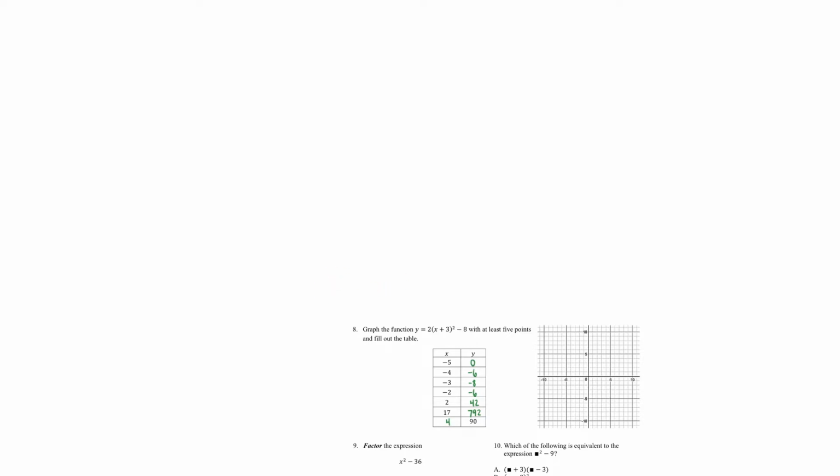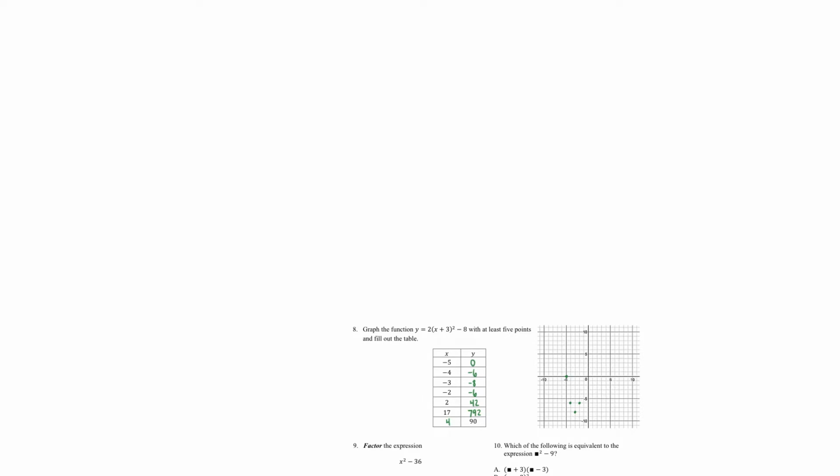Either one would work. And then typically what I recommend on these is just take the table and plot the points, right? So -5, 0 is actually a point, let's go over and drop a point there. So -5, 0 is a point. -4, -6 is a point. -3, -8 is a point. -2, -6 is a point.